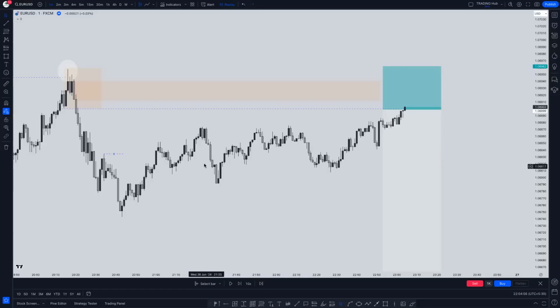Can we get more confirmation? So I don't think you have to wait for more confirmation, because this is already a lower time frame structure here.